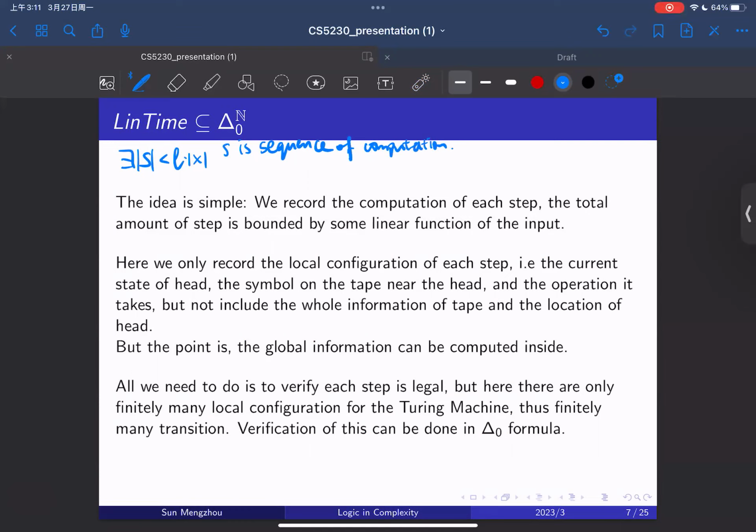But here the problem is we cannot record the global configuration of each step. Instead, we can only record the local configuration, which means the current state of the head and the symbol on the tape near the head, and the operation it takes. So what we record is something like this. So we have 0, 1, 0, and the head is here, which is in state A. And let's say the operation is move right.